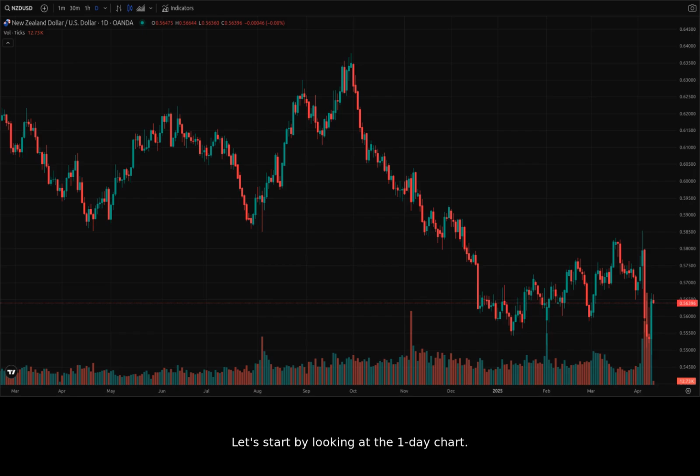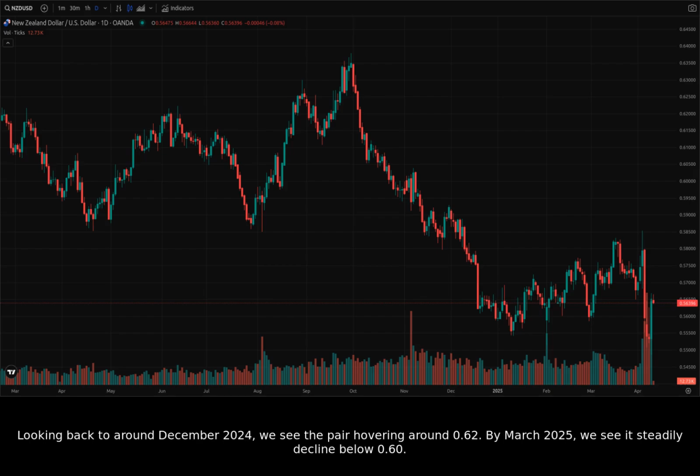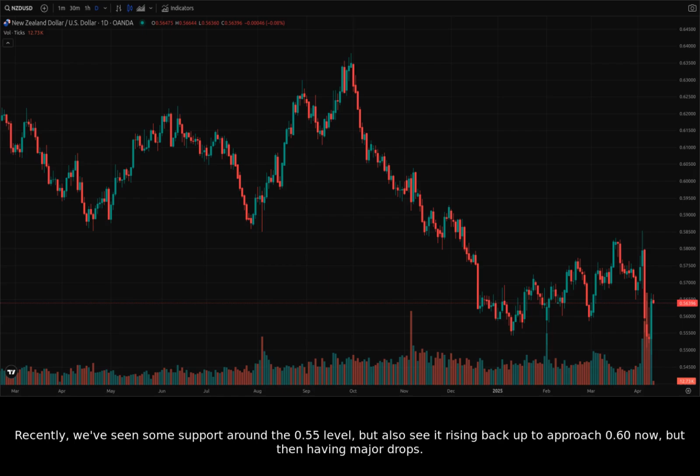Let's start by looking at the one-day chart. Okay, now focusing on the daily chart, we see a longer downtrend. Looking back to around December 2024, we see the pair hovering around 0.62. By March 2025, we see it steadily decline below 0.60. Recently, we've seen some support around the 0.55 level, but also see it rising back up to approach 0.60 now, but then having major drops.